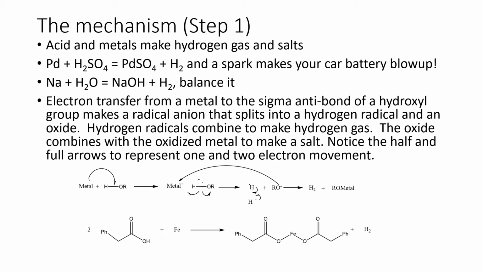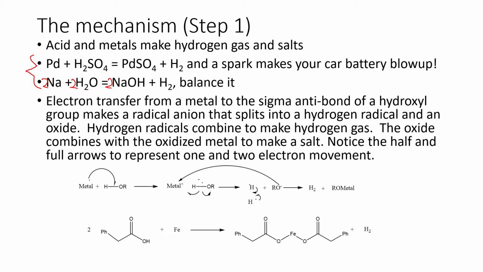So the best way to balance this, I believe, is you need for every 2 moles of water, 2 sodiums. So this would be the balanced equation. For every 2 sodiums and 2 waters, you'll produce 2 moles of sodium hydroxide and 1 mole of hydrogen gas. So this is just the basic idea of using acids and metals to make hydrogen gas.